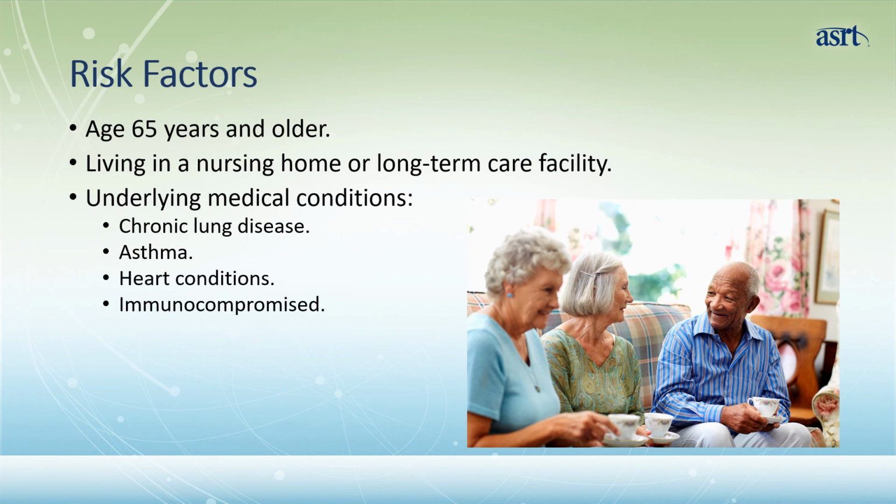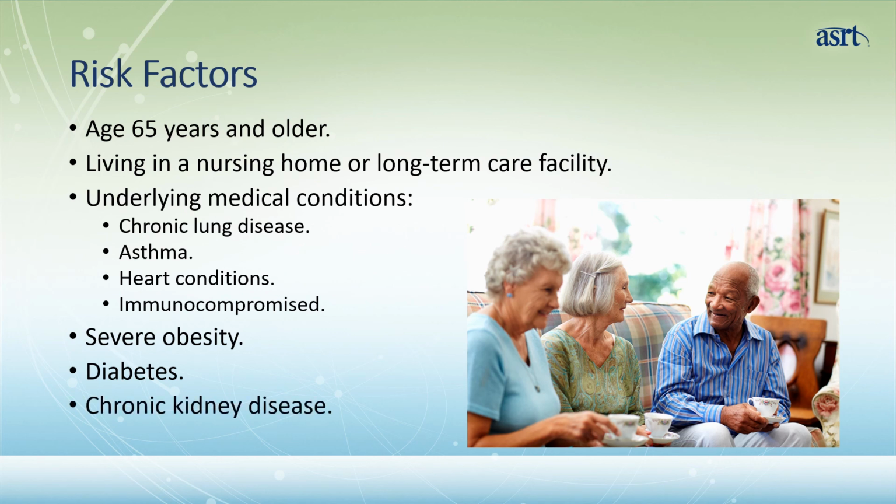Many factors can suppress an individual's immune system, including cancer treatment, smoking, bone marrow or organ transplantation, poorly controlled HIV or AIDS, and prolonged use of corticosteroids. Other known risk factors include severe obesity, diabetes, chronic kidney disease, and liver disease.